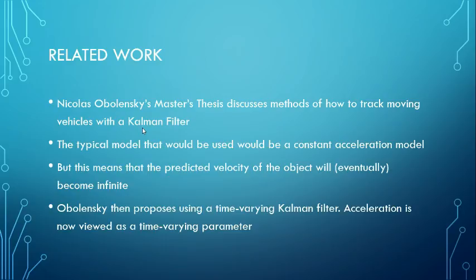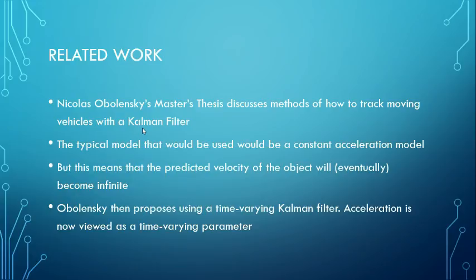Now, the typical model that would be used is a constant acceleration model, and let me take a second to explain that. With the mathematical model that we use, we can choose a variety of models. We can use a constant velocity model, where we know that our object has a constant velocity. We can use a constant acceleration model, which says that they're always going to be accelerating at a constant value. The constant acceleration model is better than the constant velocity model because it approximates nature better, because things typically have some acceleration.